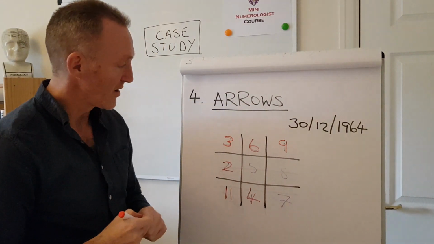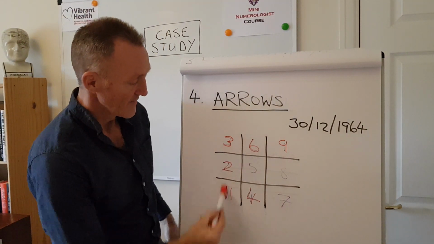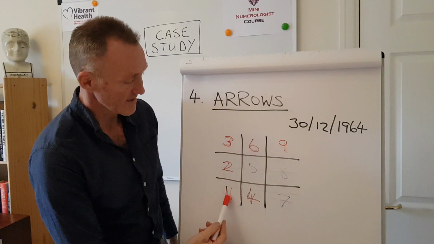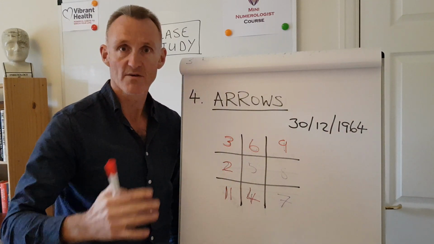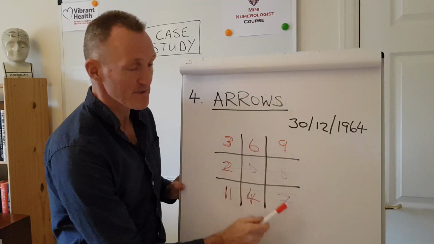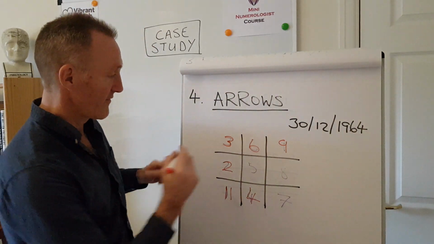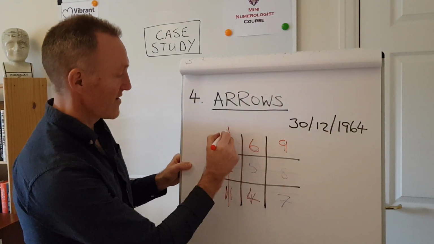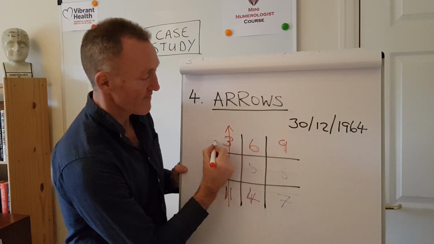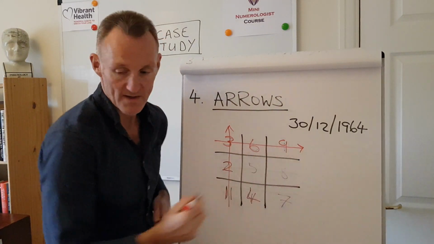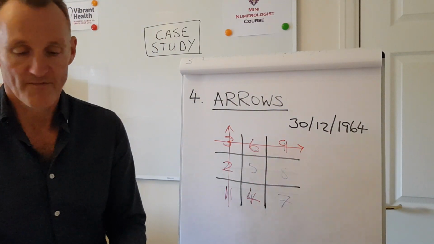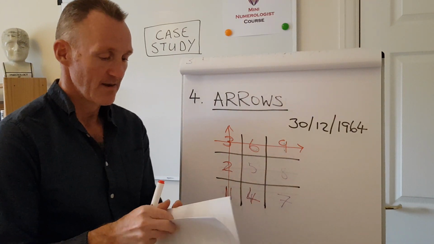Now an arrow, what we're looking for is 3 numbers in a line, vertically, horizontally or diagonally, or 3 empty boxes in a line. Now with Stephen, we can see the 1, 2 and 3 are in a line, and the 3, 6 and 9 are in a line. Now we then refer to the charts.